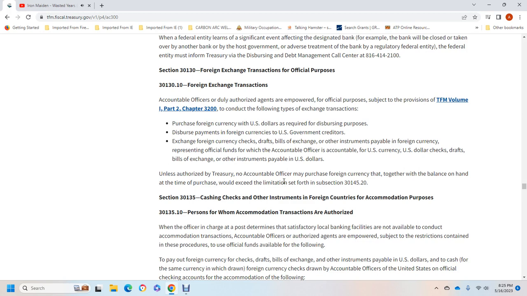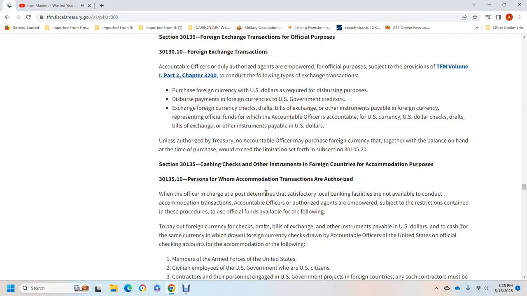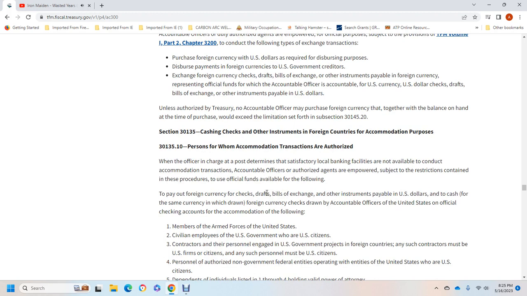Section 3135, check cashing and other instruments of the foreign country for accommodation purposes. The purchase of accommodating instruments for the transactions are authorized when offered or charged, with the purpose of determination that a satisfactory local bank facility is not available to conduct the accommodation transaction. The accountable officer is authorized as the agent for the power, subject to the restrictions contained within these procedures, for visual funds available to pay out the foreign currency check or draft bills of exchange or other instruments paid with U.S. dollars to cash of the same currency drawn with the foreign currency check.